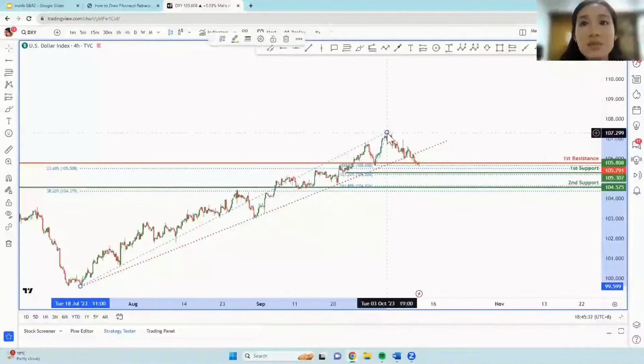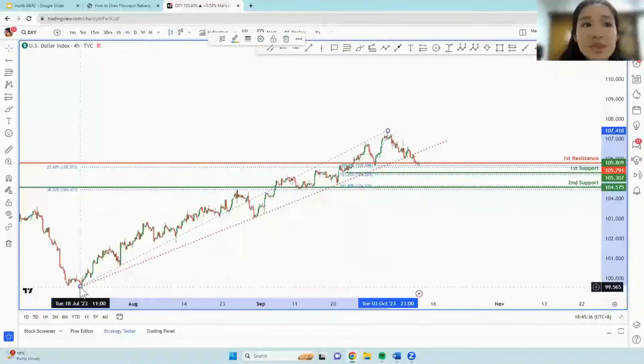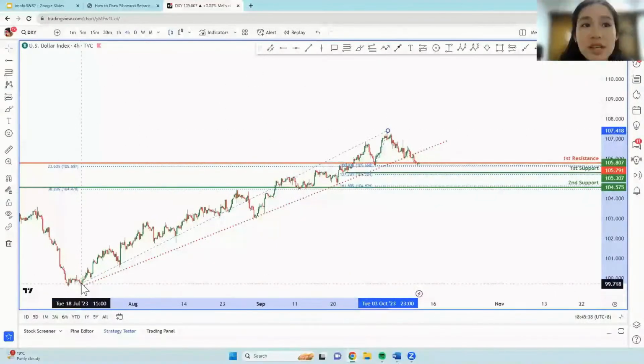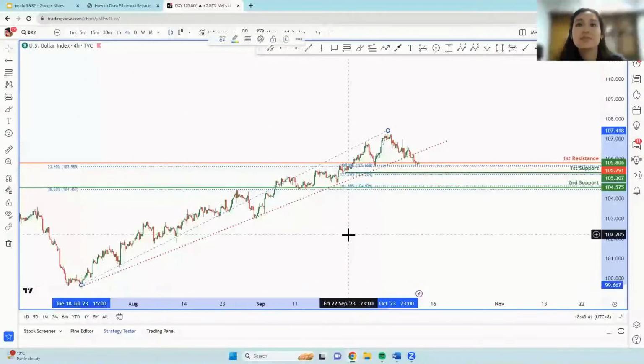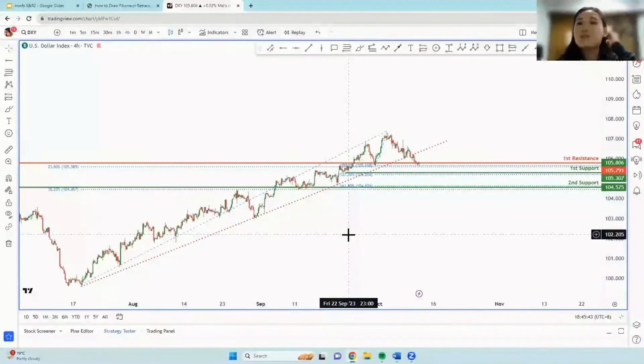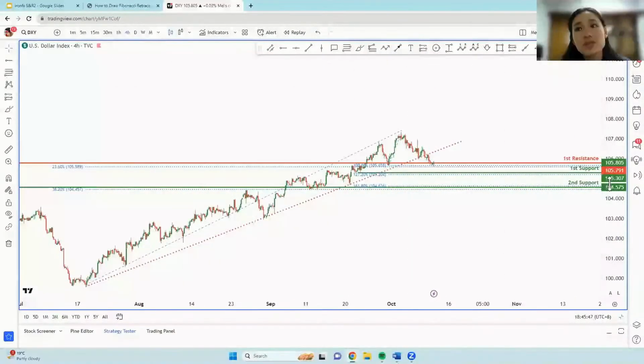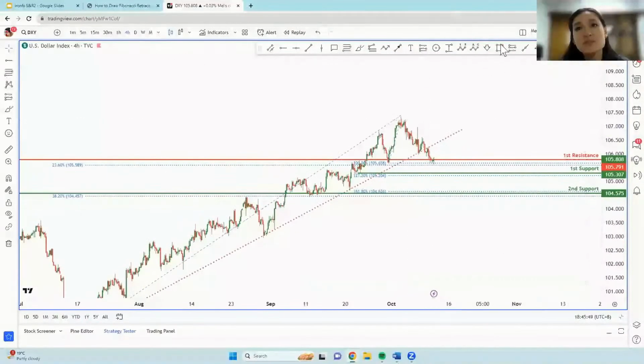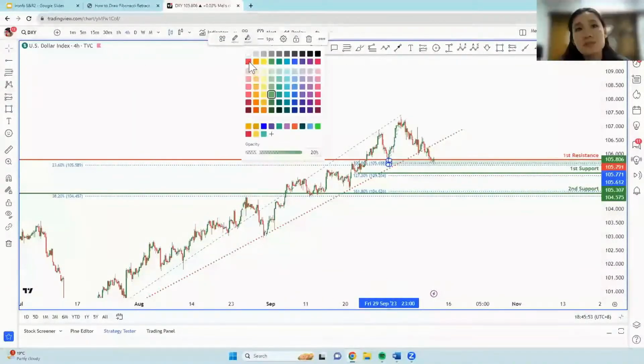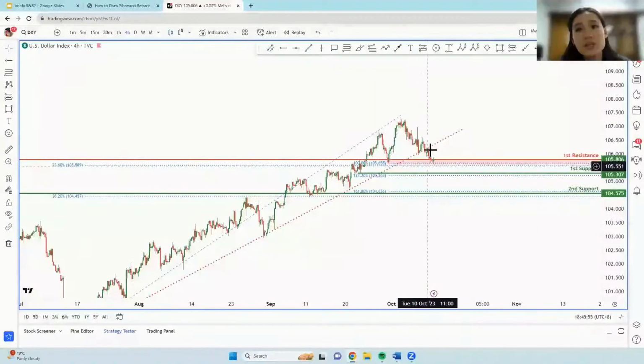Okay, I have a 38.2 and 23.6 level. Okay, that both line up nicely. So we already have this confluence area here, which is why we are seeing so much resistance at this level.